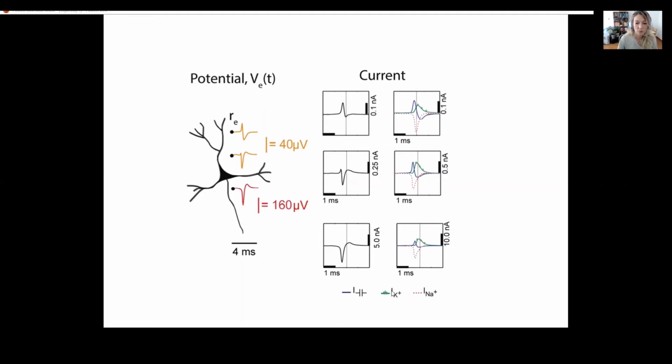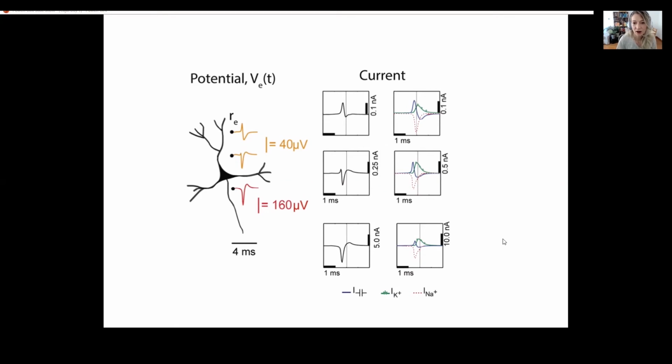We also have our potassium current. So that's potassium following its concentration gradient and leaving the cell. Our electrode experiences that as a flow of positive ions coming towards the electrode. So an increase in electric potential. And we can see that as these positive deflections across our electrodes.